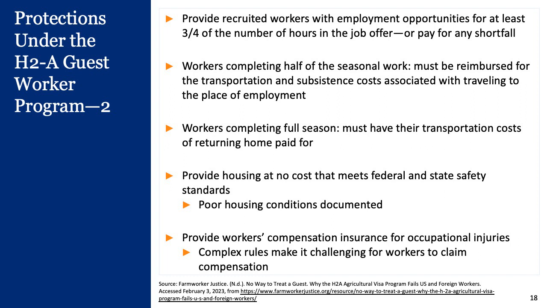with returning home. Employers must also provide housing for their workers at no cost that meets federal and state safety standards. This includes adequate sanitation, water supply, restroom, laundry, and bathing facilities, as well as pest control. However, in reality, workers frequently report poor housing, including dirty, cramped, unsanitary, and/or pest-ridden dwellings.